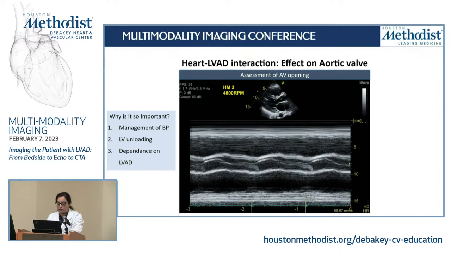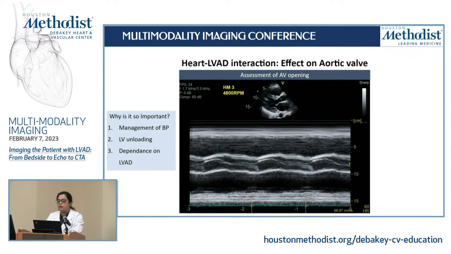Then we'll talk about LV unloading in a little bit of detail, but one of the markers of LV unloading is not just that the aortic valve is closed and so we are unloaded appropriately. Not true. It is a combination of different criteria that we look at, but one of which is aortic valve opening.